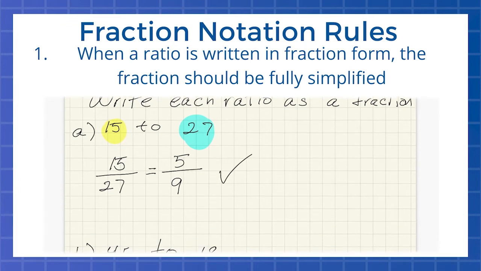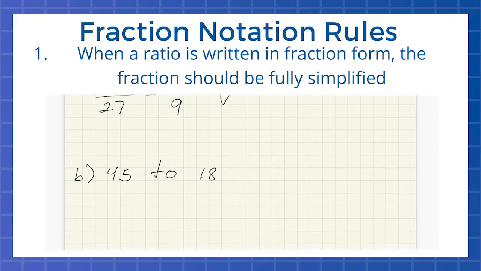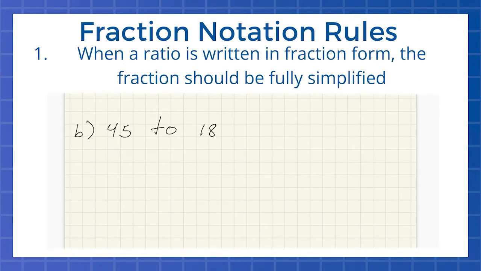Now, the next question, 45 to 18. Again, I'm going to identify my numerator and I'm going to identify my denominator. Now I can write down my fraction, 45 divided by 18. Again, I can simplify this fraction. 45 divided by 9 is 5. And 18 divided by 9 is 2. And that's my fraction. It's done.